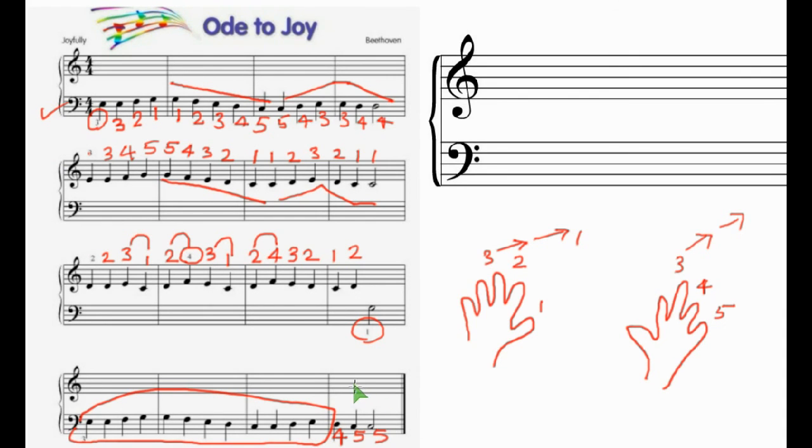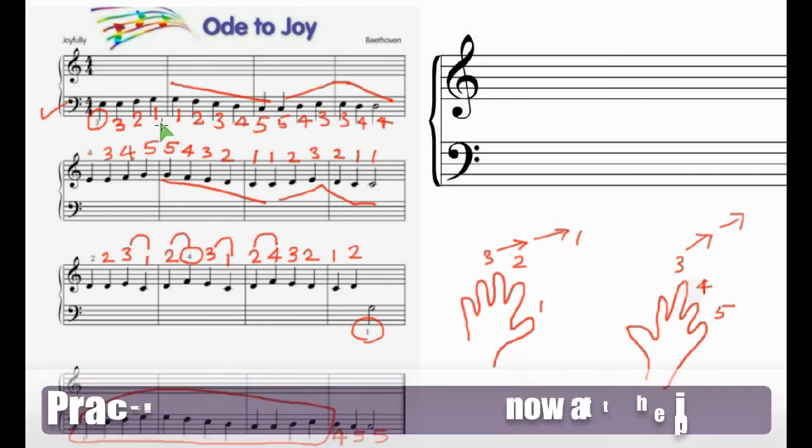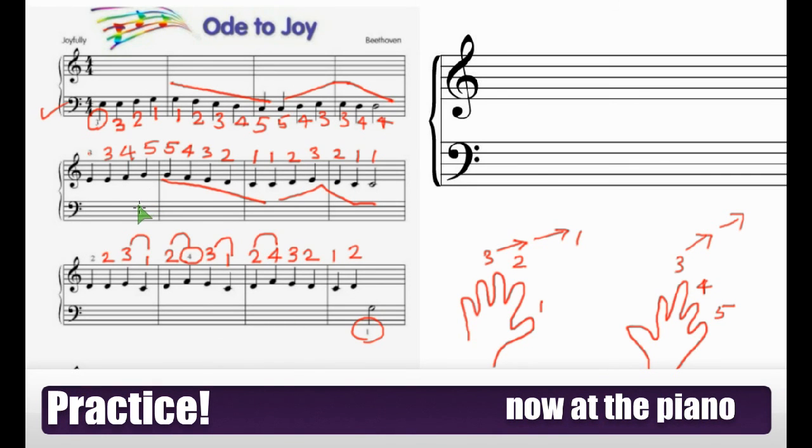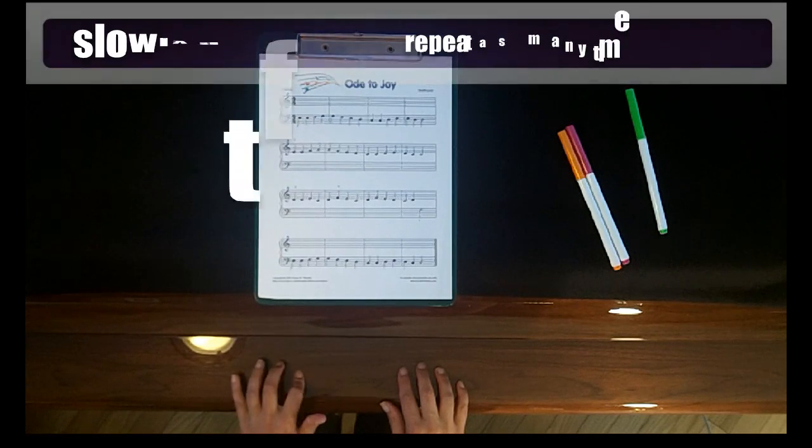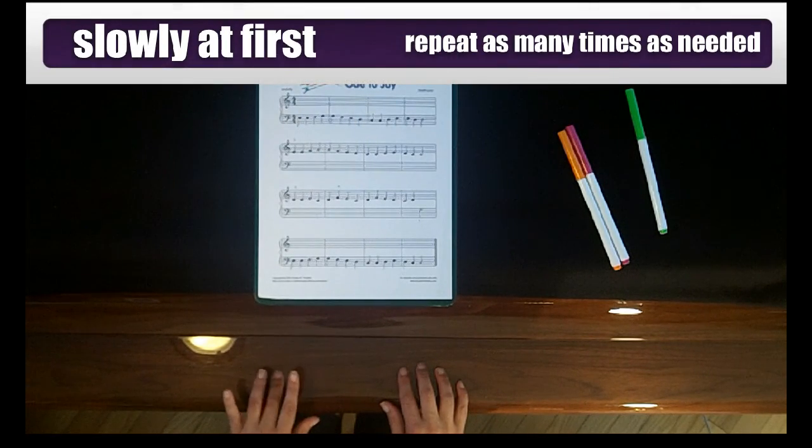So what you should do now is, using a tabletop, go through and practice the fingerings that you would use to play this piece. 3, 3, 2, 1, 1, 2, 3, 4, 5, 5, 4, 3, 3, 4, 4.